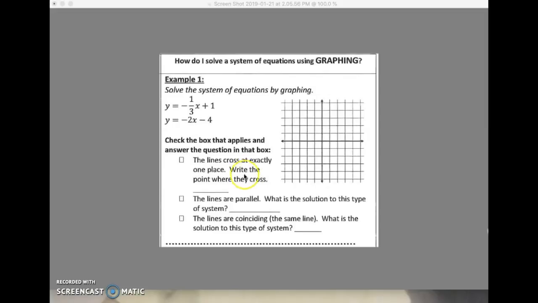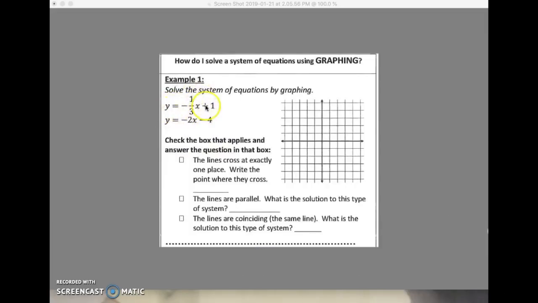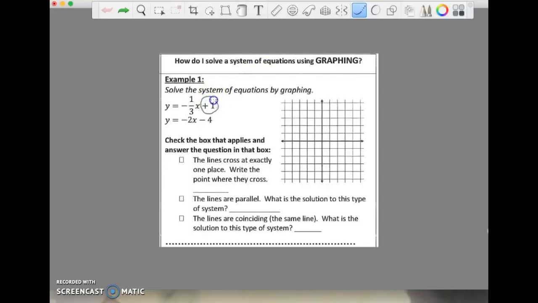Example 1. We're going to solve the system of equations by graphing: y equals negative 1/3 x plus 1 and y equals negative 2x minus 4. Remember, in our previous lesson we learned how to graph an equation, and this is in slope-intercept form. So the first thing we're going to do is start at our starting point, which is positive 1 for the first equation. That's my y-intercept, so we look for 0, 1.